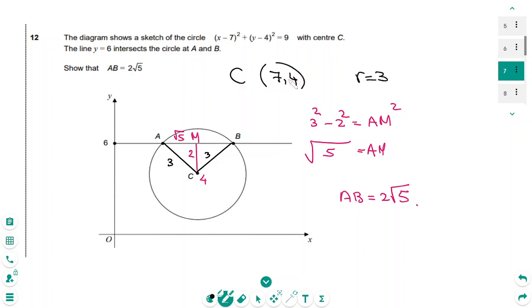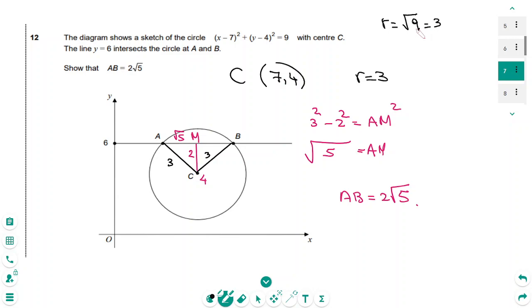The center is 7,4 and the radius is the square root of 9. So this gives you a 3. And since I have this information now, I have this center, I have the radius, they ask you to show that the A and B is 2 square root of 5. So the length A and B is 2 square root of 5.